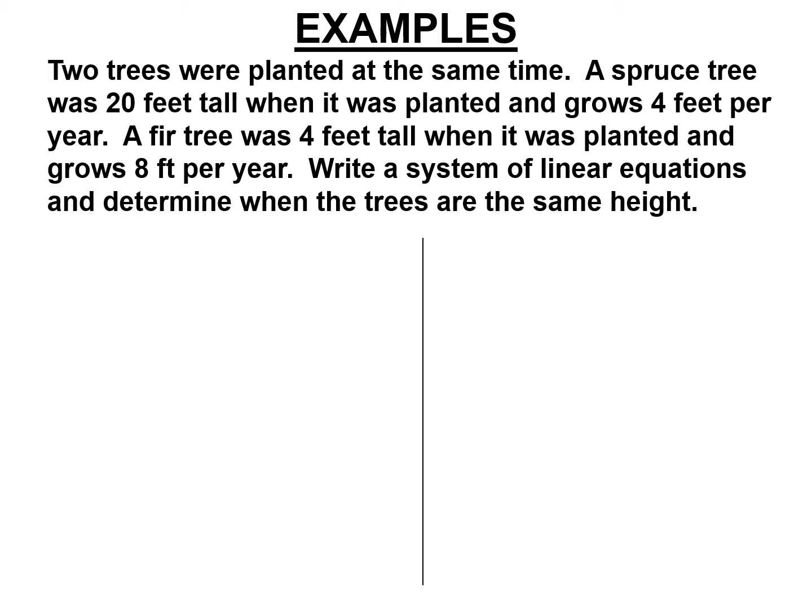So now we're going to do this for a real world situation. So what does it say? It says 2 trees were planted at the same time. A spruce tree was 20 feet tall when it was planted and grows 4 feet per year. All right, so let's call that S for spruce. The spruce tree was 20 feet tall when it's planted, so that's its y-intercept, and grows 4 feet every year. So 4y plus 20 describes the spruce tree. And a fir tree was 4 feet tall when it was planted and grows 8 feet per year. So that's the equation of that.